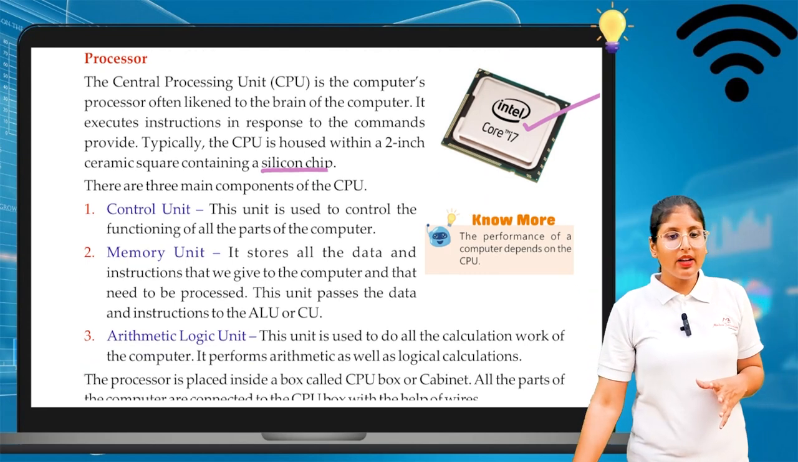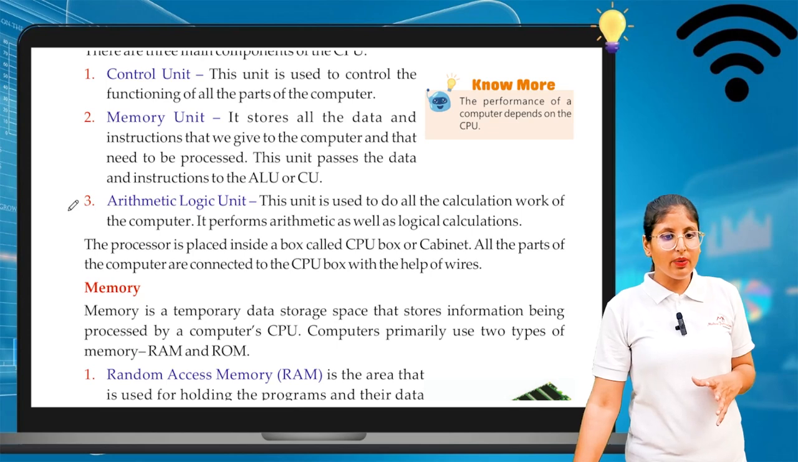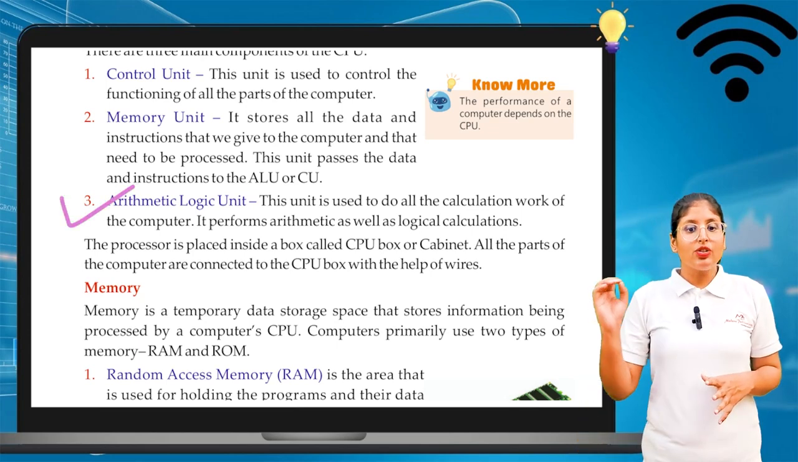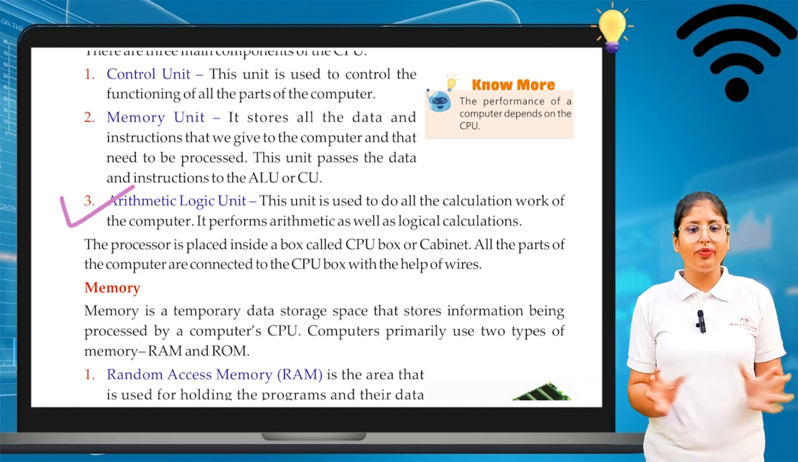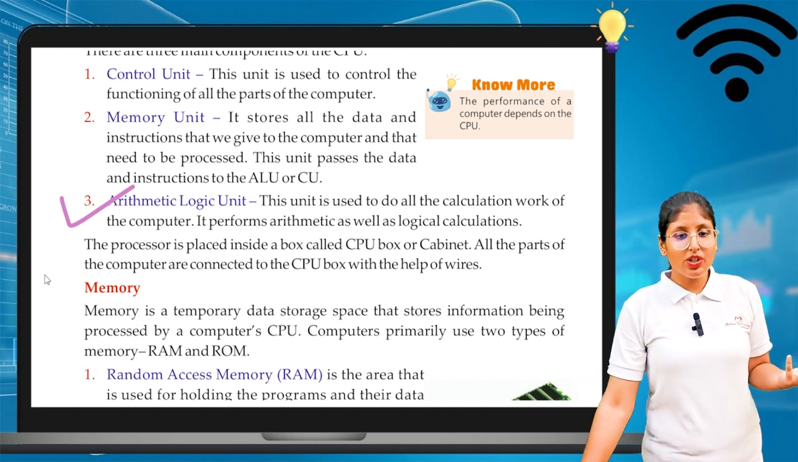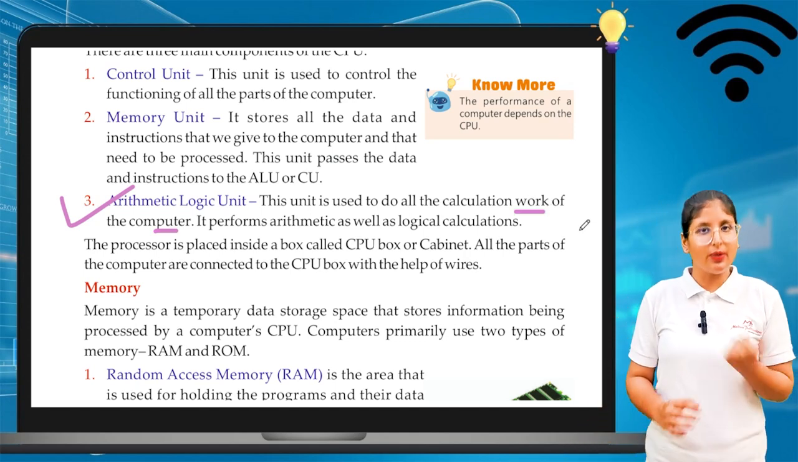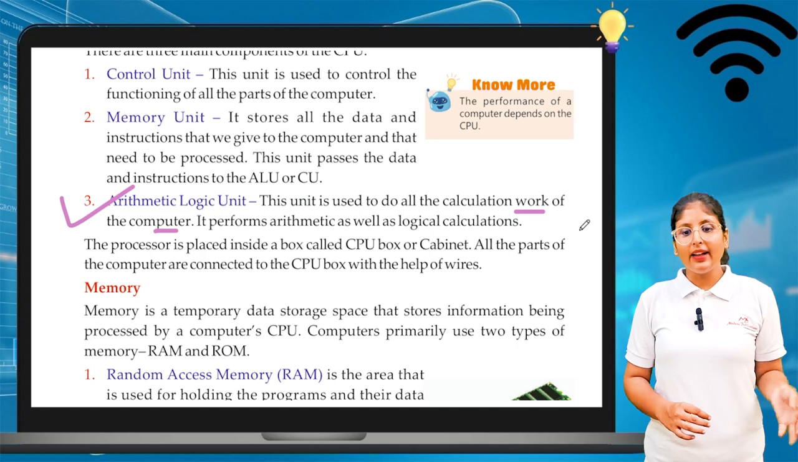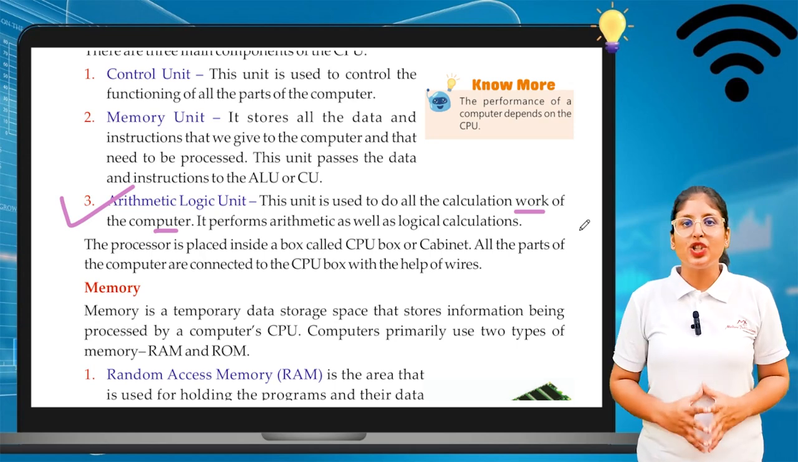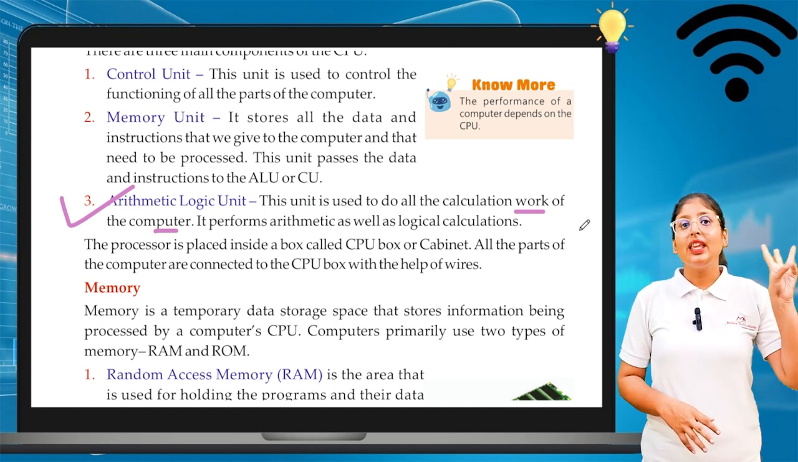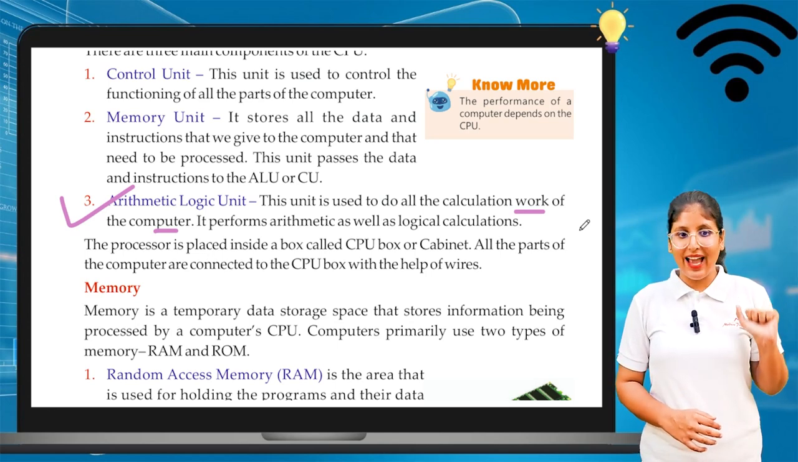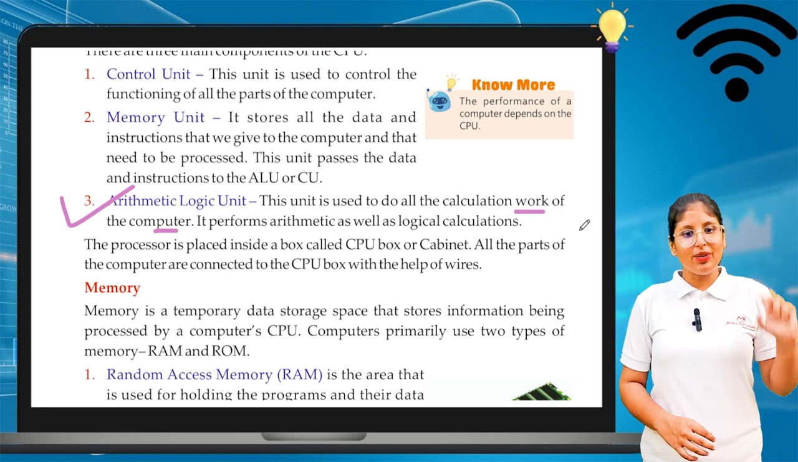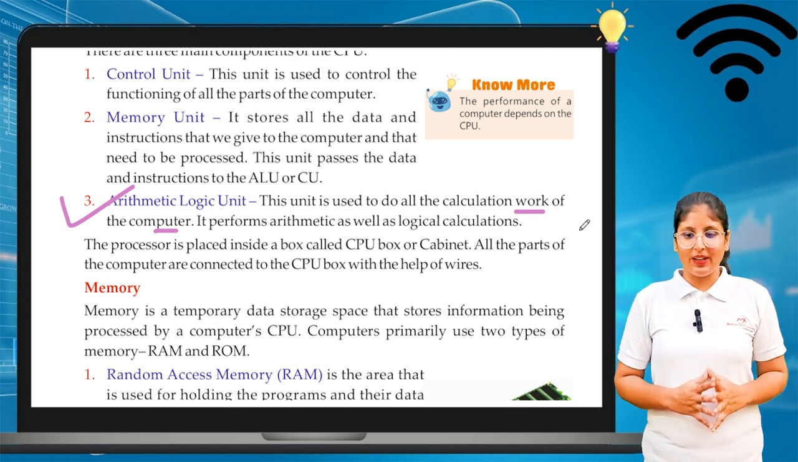Now arithmetic unit, what is the role of arithmetic unit in CPU? Let's see. This unit is used to do all the calculation work of the computer. So all the calculation work is done with the arithmetic logic unit. It performs arithmetic as well as logical calculations in the computer. So these three parts are very essential parts of a CPU, that is control unit, memory unit and arithmetic logic unit.